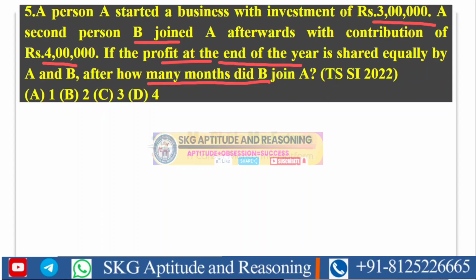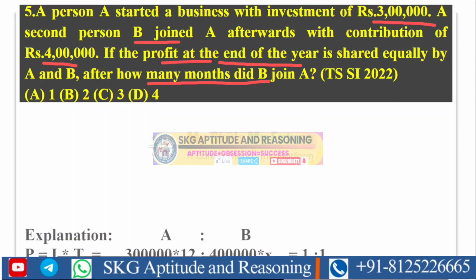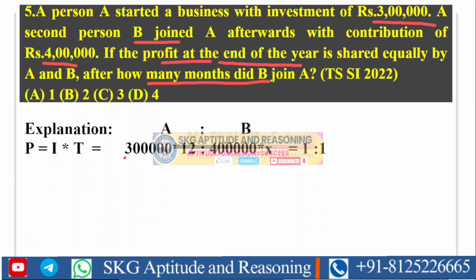So this is also a very recent question which was asked in TSSI 2022. Let us try to analyze here. A invested an amount of 3 lakhs for the whole year, and let us assume B invested 40,000. It was given in the question. Let us assume that B was in the business for x months, and the profit is distributed equally, which means the profit has to be distributed in 1 is to 1 ratio.